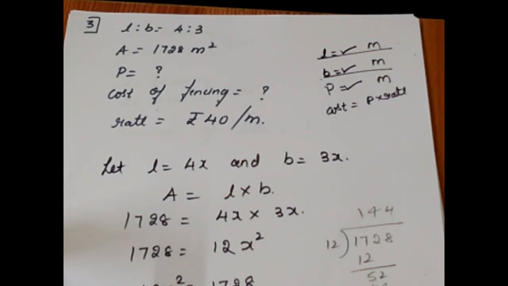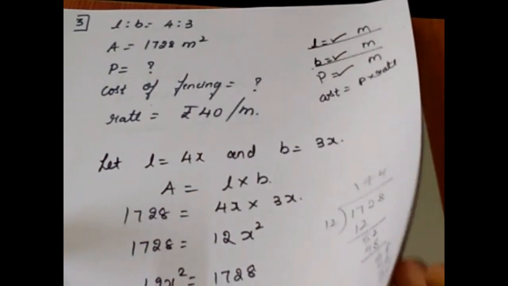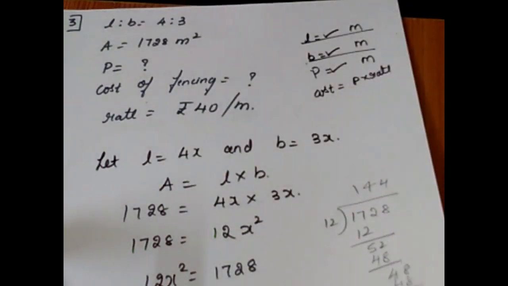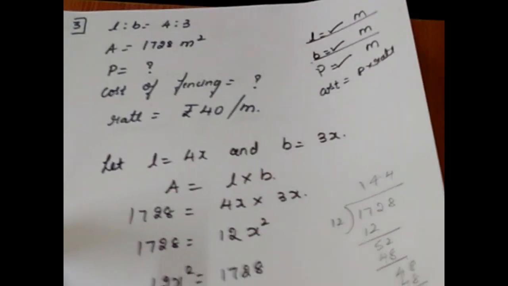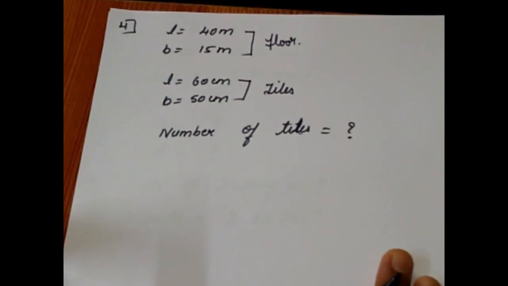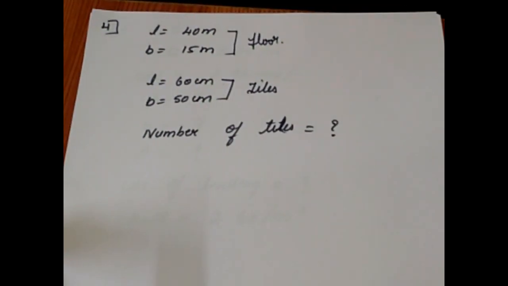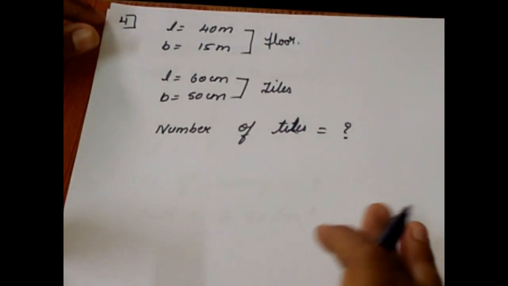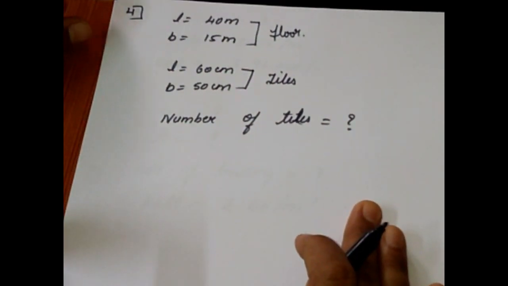Now question number 4. How nice the question is. Read the question once. A floor is 40 meter long and 15 meter broad. It is covered with tiles, each measuring 60 centimeter by 50 centimeter. Find the number of tiles required to cover the floor. So this is one of the important and challenging type of question, and it should be solved with a little bit of common sense. And you have to know this also.